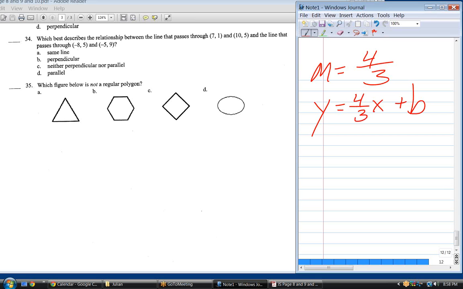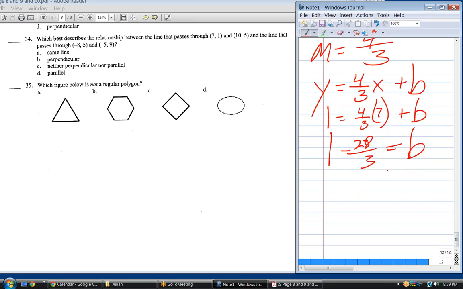You have to put it back in the equation. Well, pick one of the points and substitute it for x and y. Which one would be easier? Probably this one, the smaller number. Okay. So 1 equals 4/3 times 7 plus b. So that's 1 minus 28 thirds equals b. Just leave it like that for a moment. That may be enough to tell they're different lines.